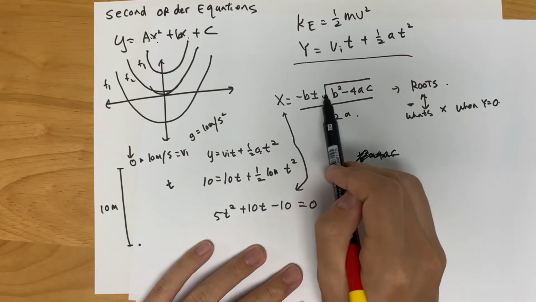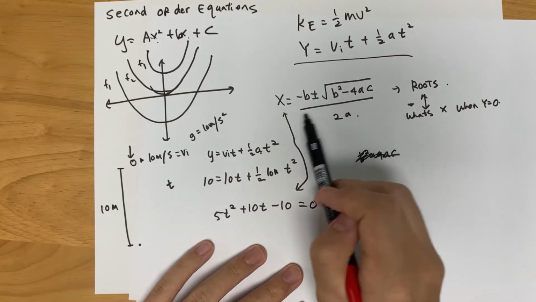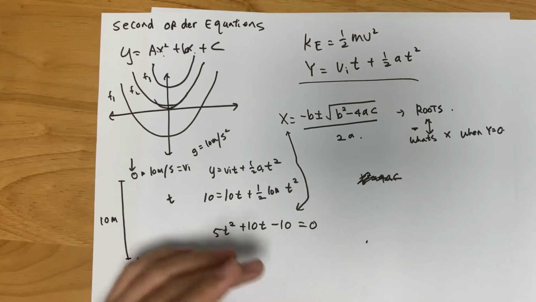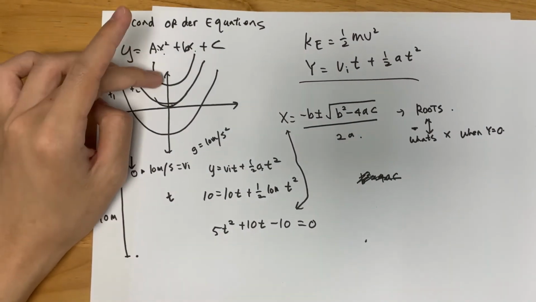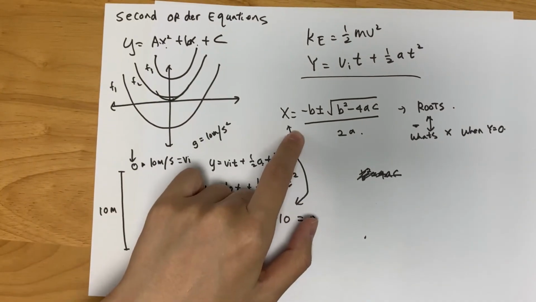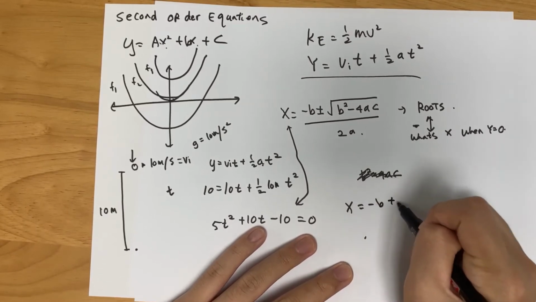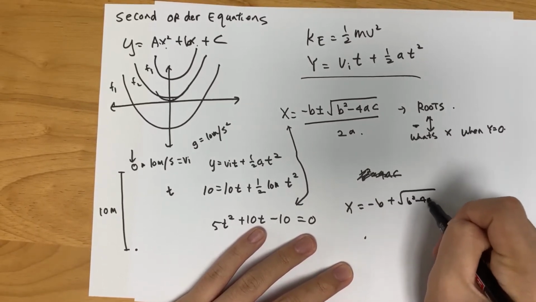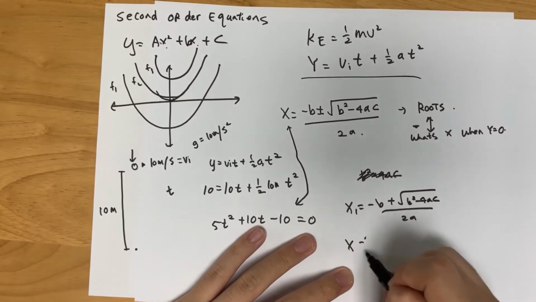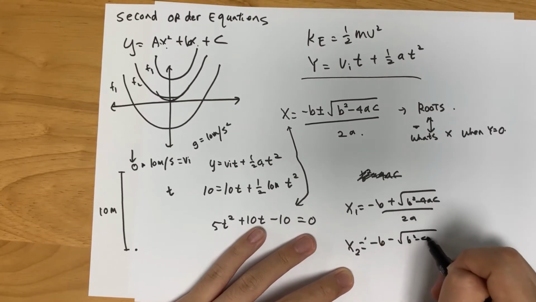If it's plus minus square root b squared minus 4ac, x equals minus b plus minus square root b squared minus 4ac divided by 2a. Every second order equation has two x, right? So one of them has to be minus b plus square root b squared minus 4ac divided by 2a. And the other one, let's say x1, x2, equals minus b minus square root b squared minus 4ac.